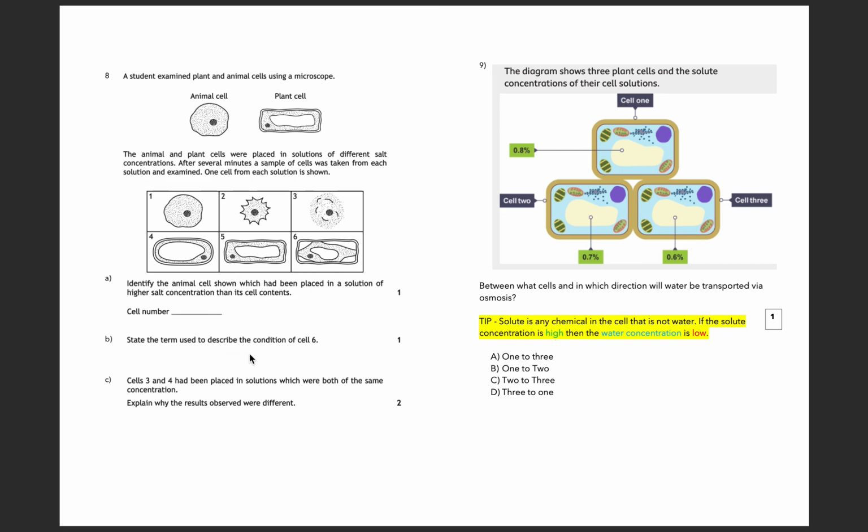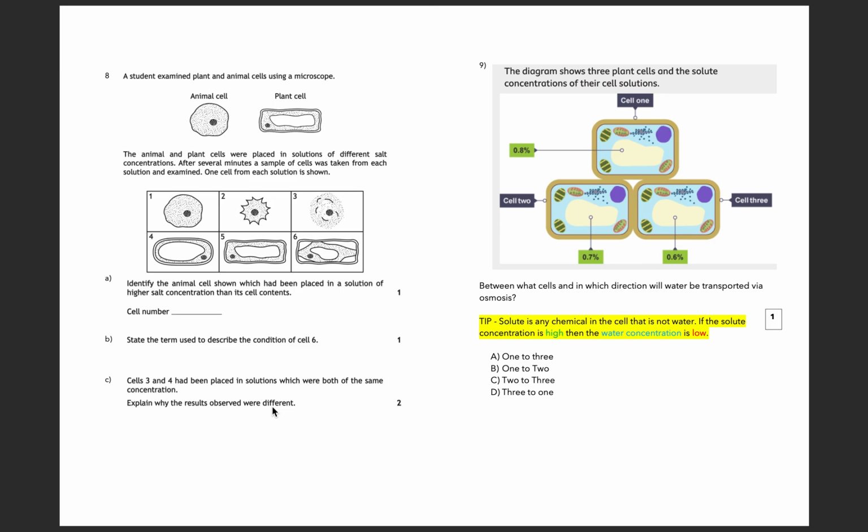State the term used to describe this condition of cell 6. Now, you can see here that in cell 6, the vacuole has gotten smaller, and also the cytoplasm has come away from the cell membrane. You can see the cell structure is still solid, it's still rigid, because it's got that cell wall, but it's in this plasmolysed state. Plasmolysed. That should have been for B.